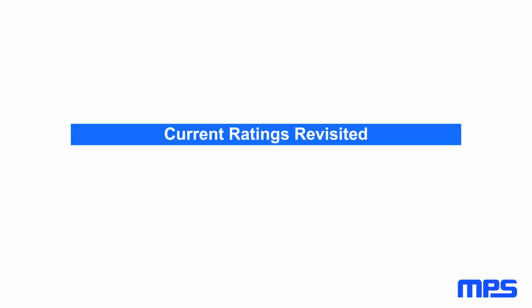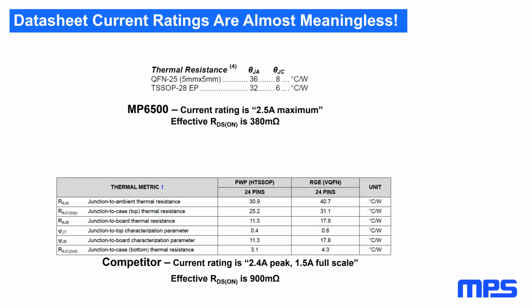All right, now that we know how to calculate the power dissipation and the junction temperature, we need to go back and look at those current ratings. So here we see a comparison of the MP6500 thermal resistance in 2 different packages, and this competitor part also in 2 similar packages. Note that the thermal resistance is roughly the same, 32 and 31 for the larger TSOP packages, and 36 and 40 for the smaller QFN packages.